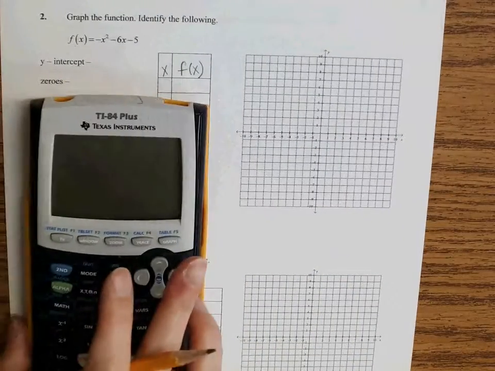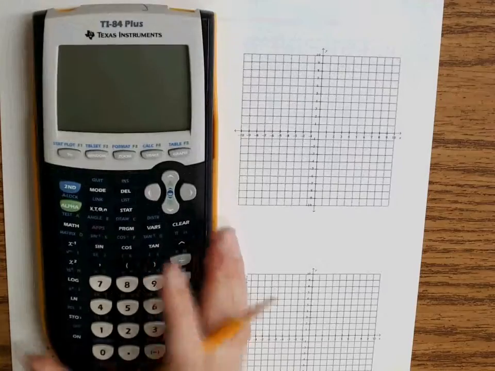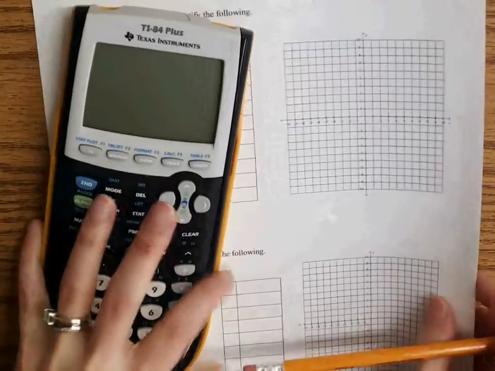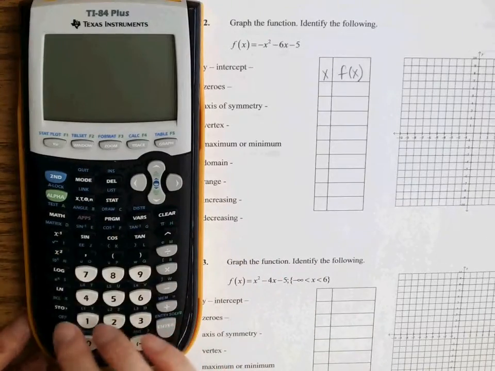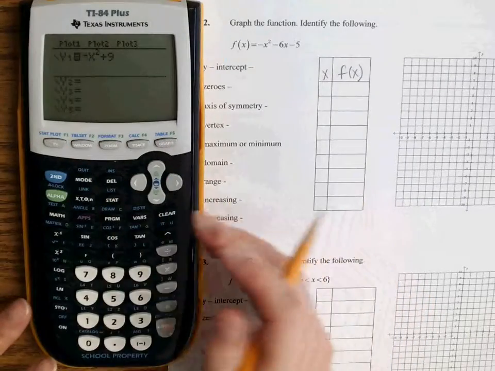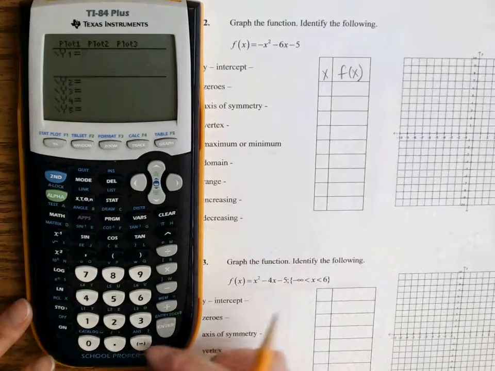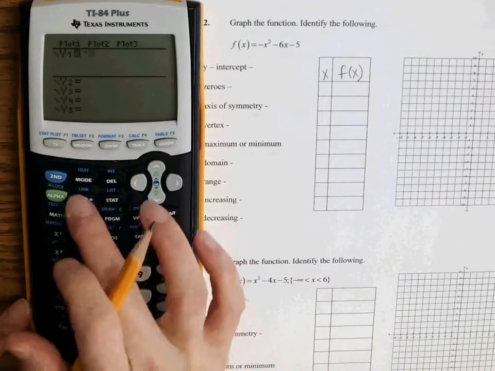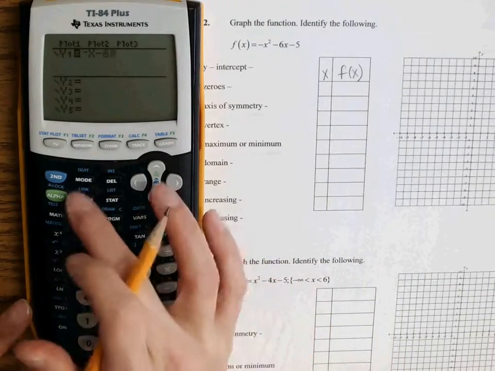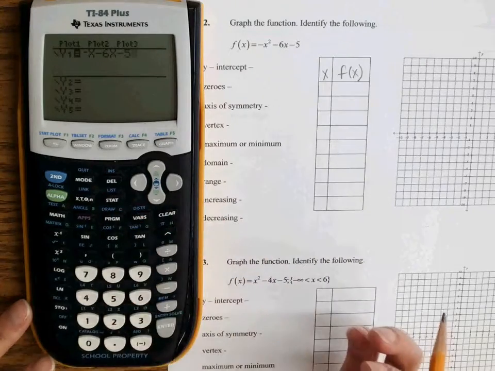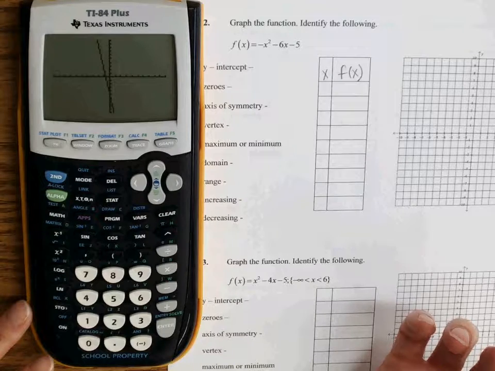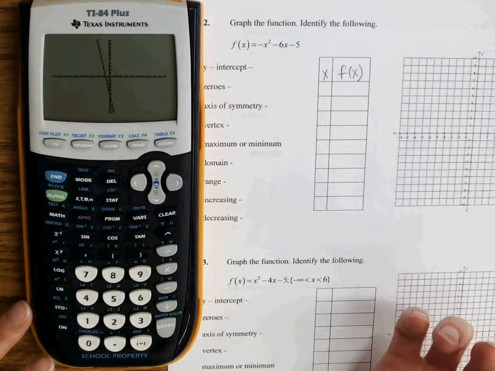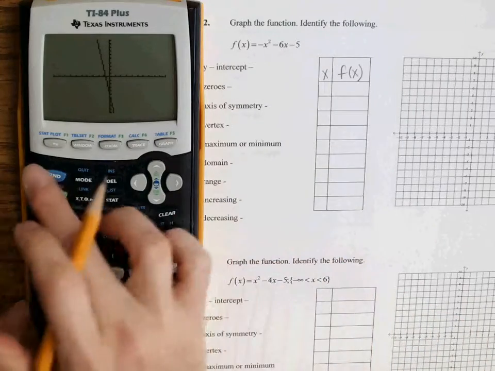I'm going to pull out my graphing calculator again. Let's actually move the paper off to the side. Readjust. Okay. I'm going to go into my y equals. I'm going to go ahead and hit clear. And then I'm going to type in -x minus 6x minus 5. Okay. We're going to go to graph. And not quite fitting on there. But we can go to our table.